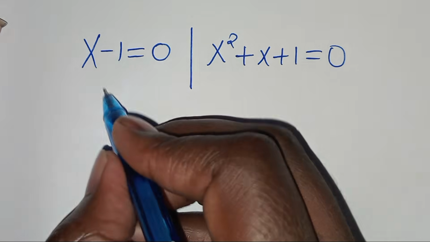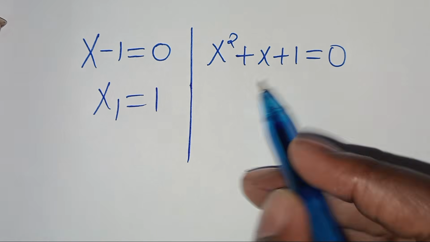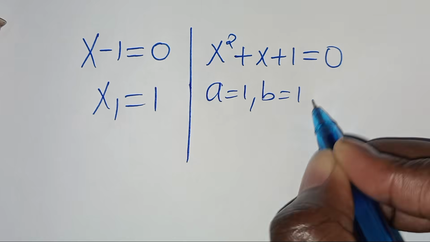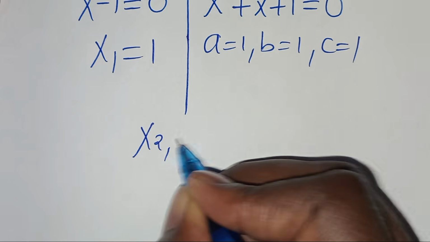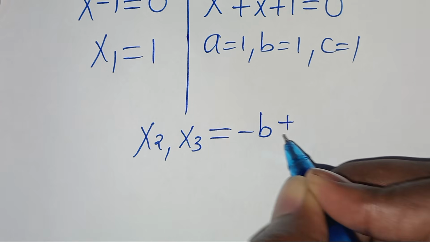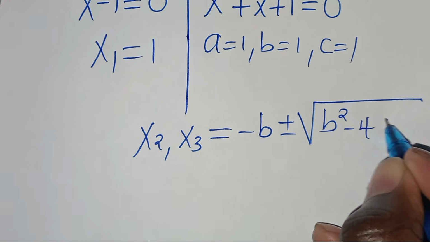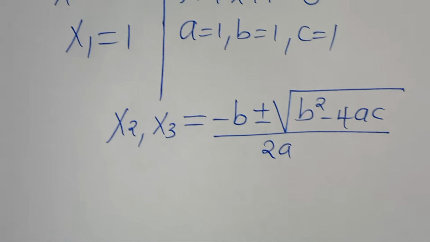So here we have x1 is equal to 1. Now the second part here, this is a quadratic equation. We have a is equal to 1, b is equal to 1, and c is equal to 1. We can solve for x2, x3 by applying the quadratic formula here, which is minus b plus or minus the square root of b squared minus 4ac, everything here divided by 2 times a.